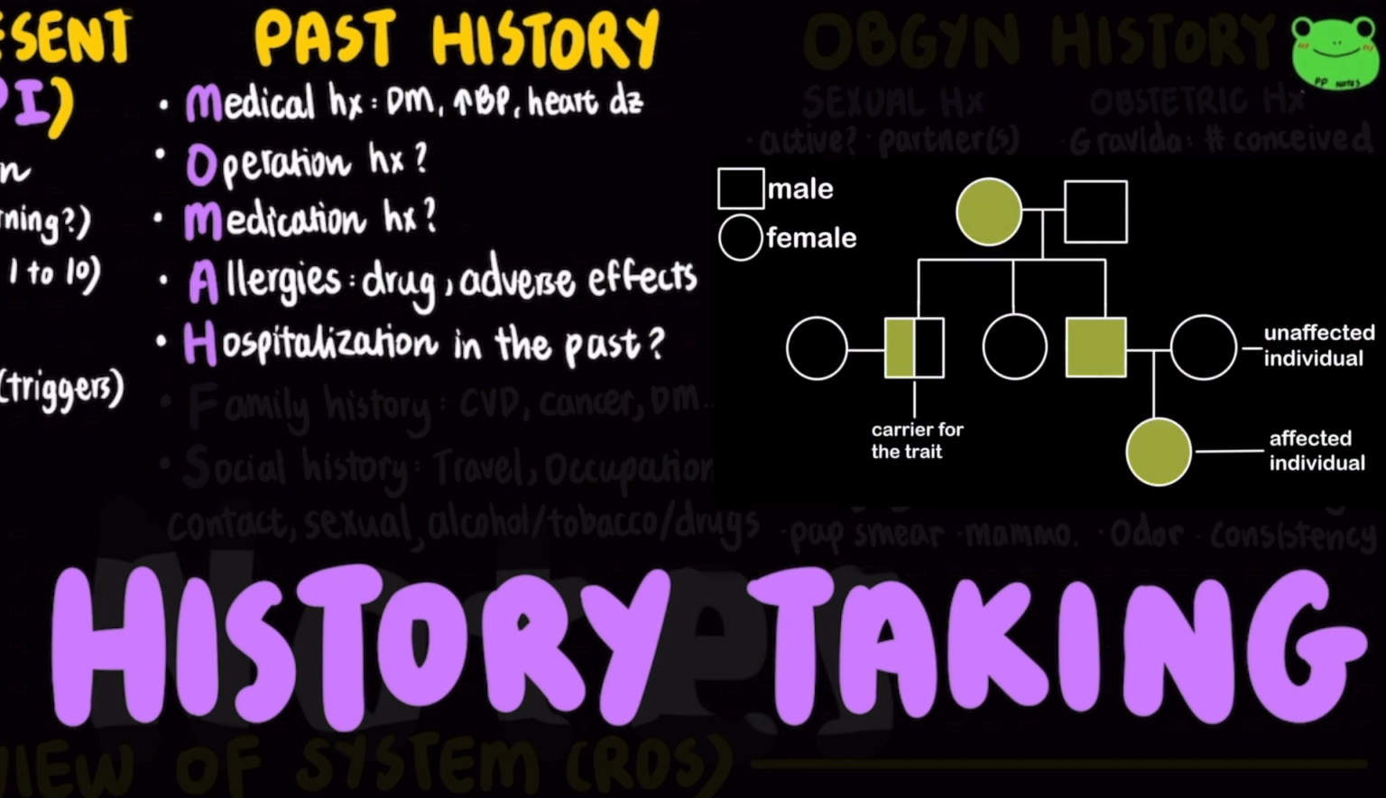Then ask about family history. Do any illnesses run in your family, like cancer, heart disease, or diabetes? At what age were they diagnosed?